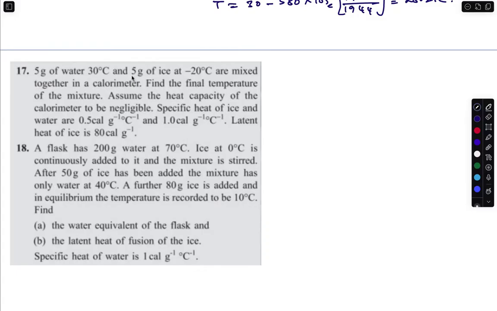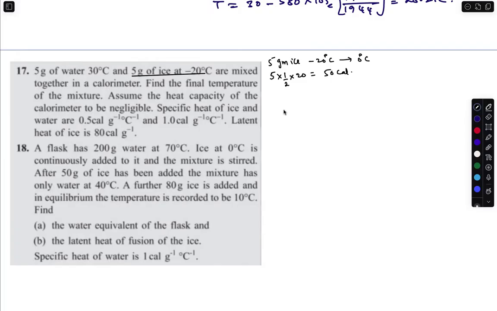First, this is the beaker. 5 grams of ice, from minus 20 degrees centigrade to 0 degrees centigrade, requires 5 into 1 by 2 into 20, 50 calories. Next, whether it melts or not, that's a different story. Now come back to the other one.